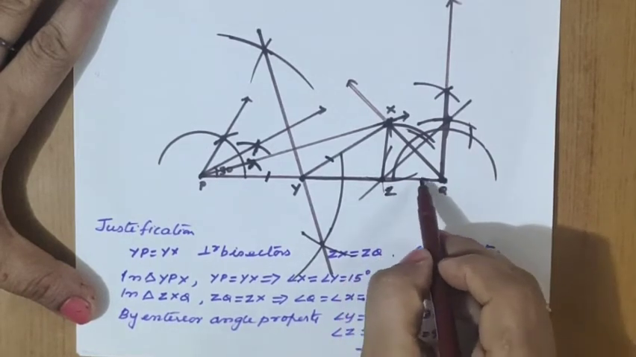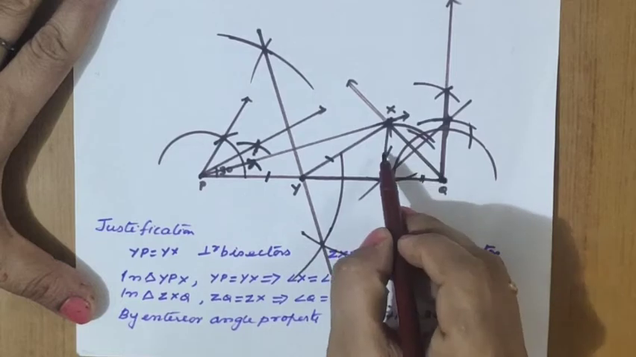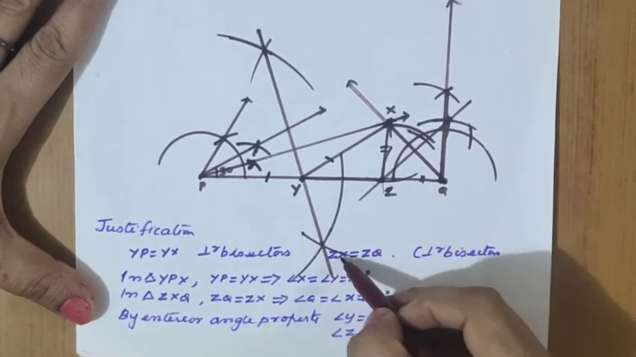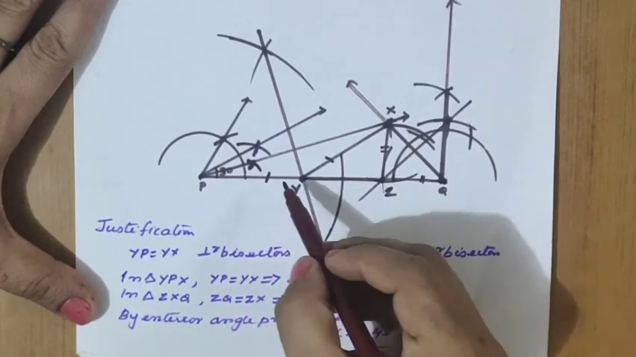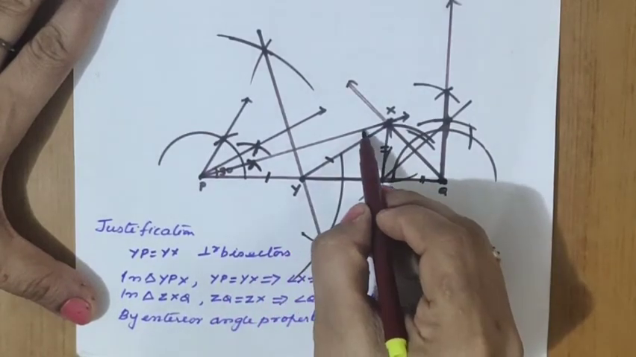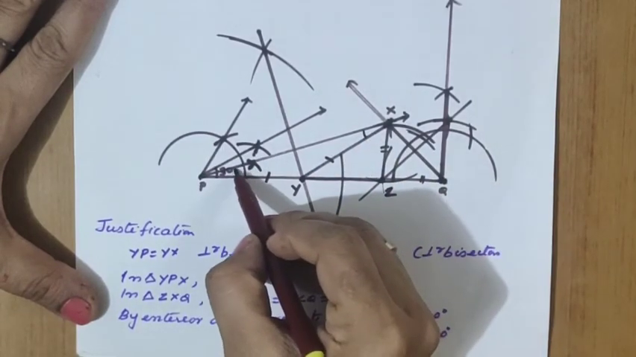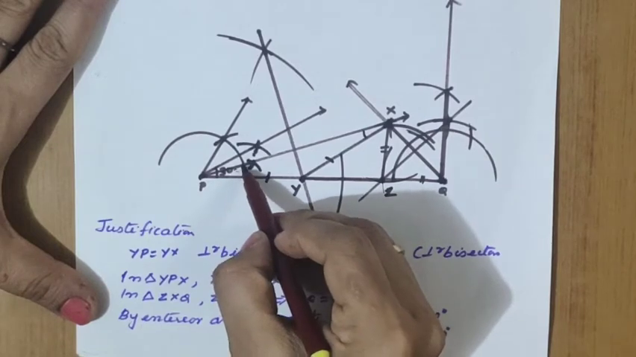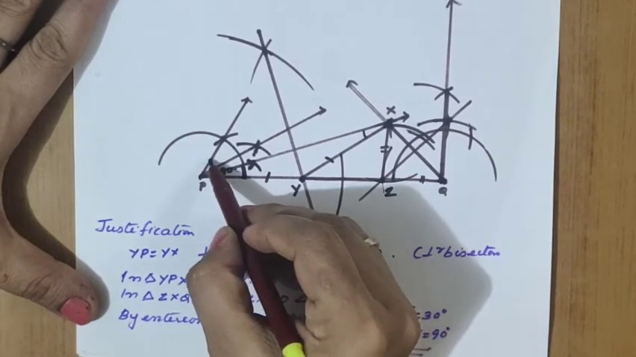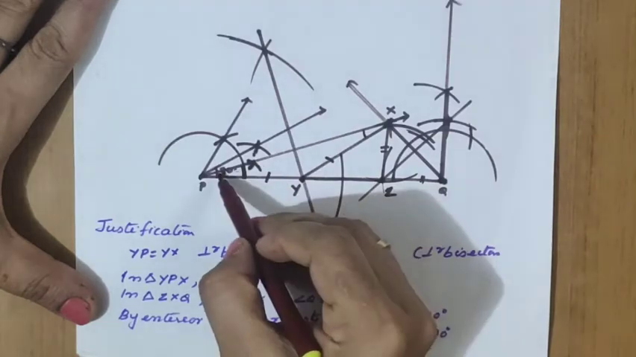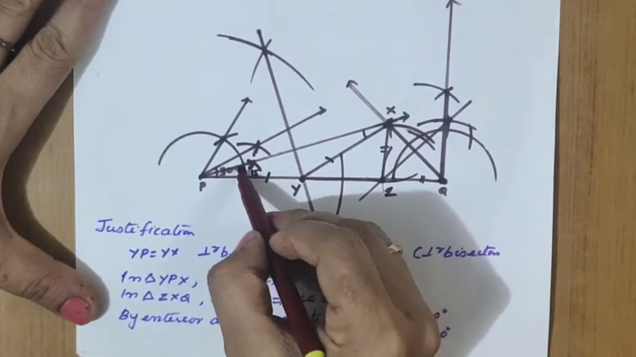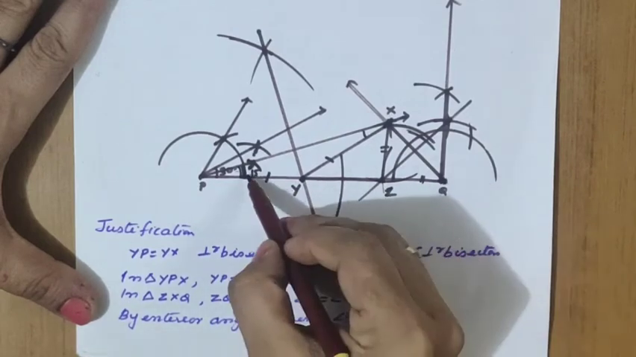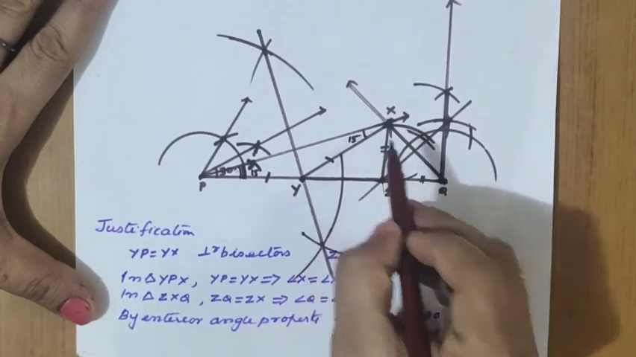So ZQ and ZX are equal. ZX and ZQ are equal only. Now what is the meaning of this one? If these two are equal, the base angles are equal. See, already it is 60, then it is bisected, we got 30. Now another bisection is done. So what is this angle? It is just 15 degrees. If it is 15, this is also 15 only.